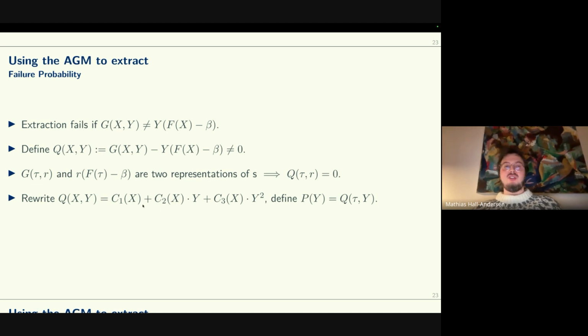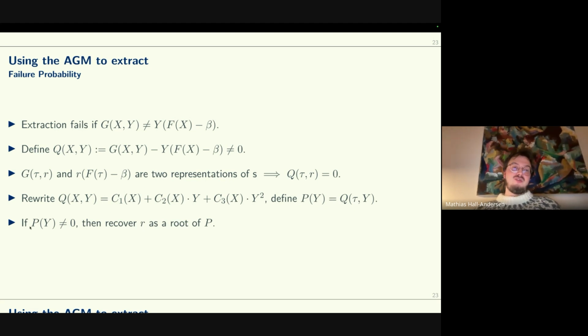At least one of them has to be non-zero, because if they were all 0, then this is the 0 polynomial, and it's not the 0 polynomial. We can also define the partial evaluation of this polynomial as simply plugging in a tau. Now, if this partial evaluation is not 0, then exactly like in KZG, we have a way to recover R. We just factor this partial evaluation, and we recover R as a root of the polynomial.